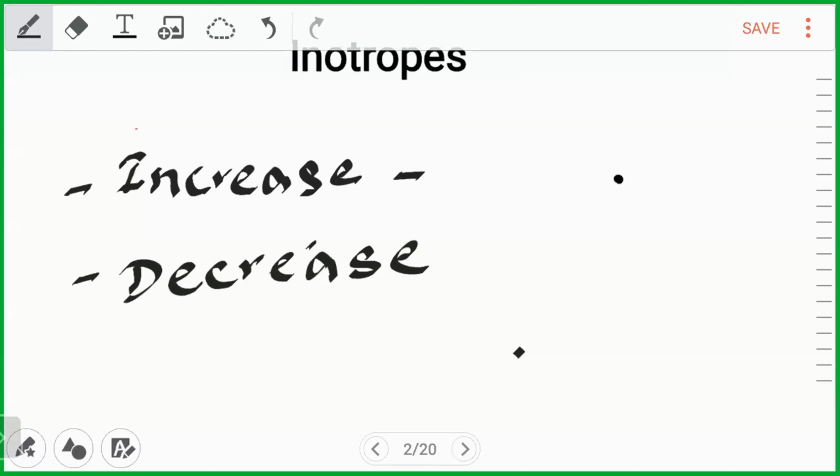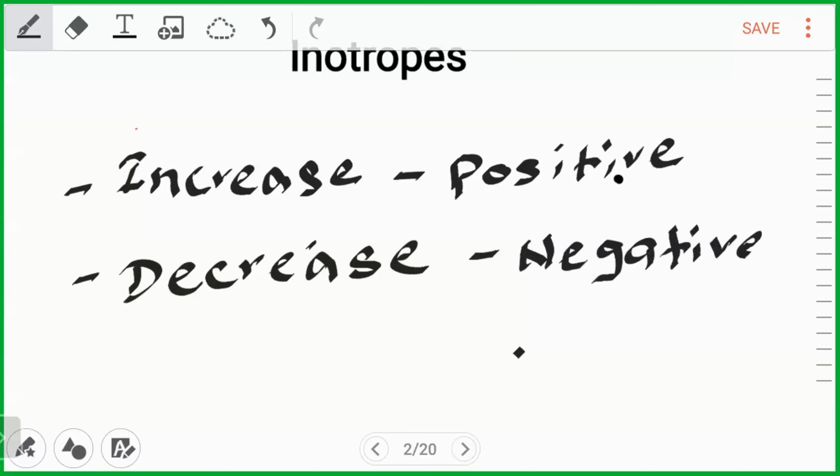These chemical agents, which can increase the heart contraction, we call positive inotropes. In contrast, chemical agents which decrease the heart contractility are called which kind of inotropes? Negative inotropes. So we have two types of inotropes: positive inotropes and negative inotropes. Generally, positive inotropes can increase the heart contraction, and negative inotropes can decrease the heart contraction.